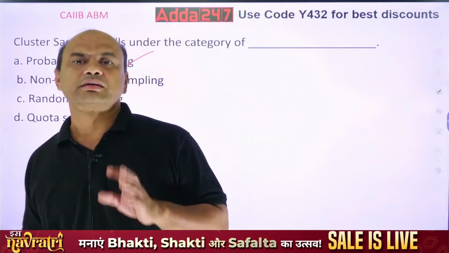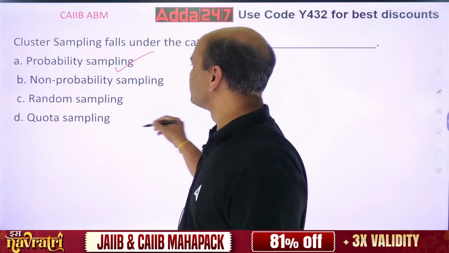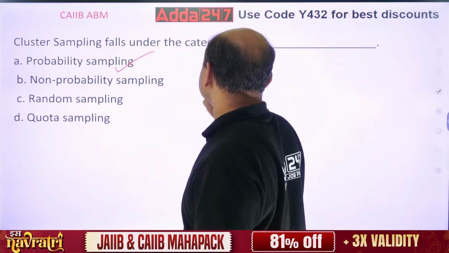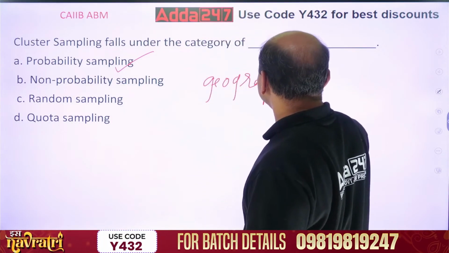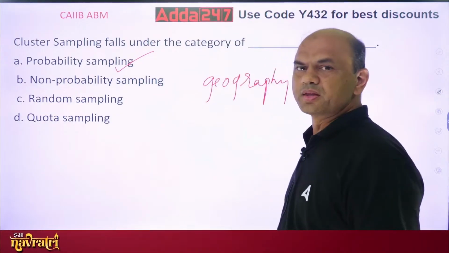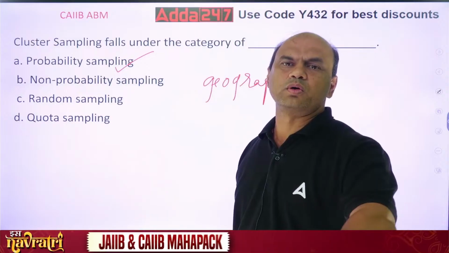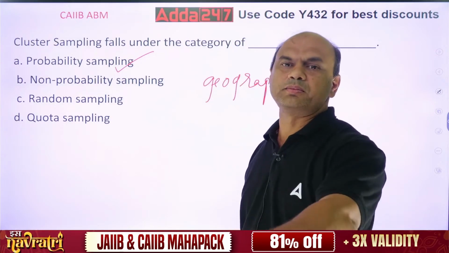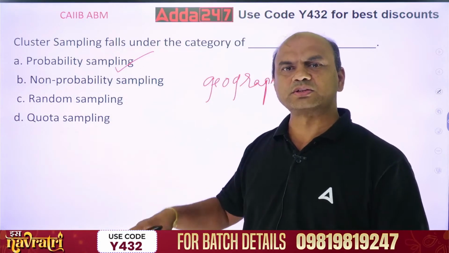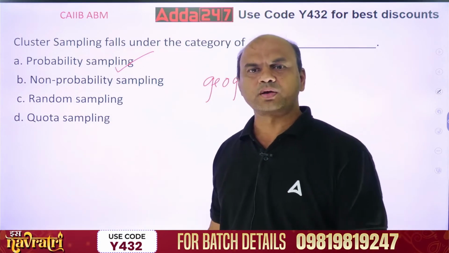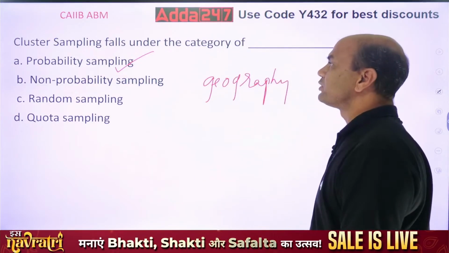Generally, cluster sampling is used for geography based. Okay, means I'll separate them. Students from Goa sit on one side, students from Tamil Nadu sit on one side, Maharashtra sit on one side, Kashmir sit on one side, like this. It is generally based on geography. Got it? So it's a part of probability sampling.